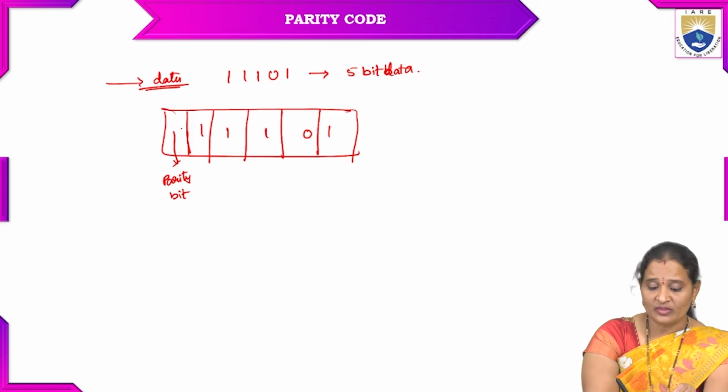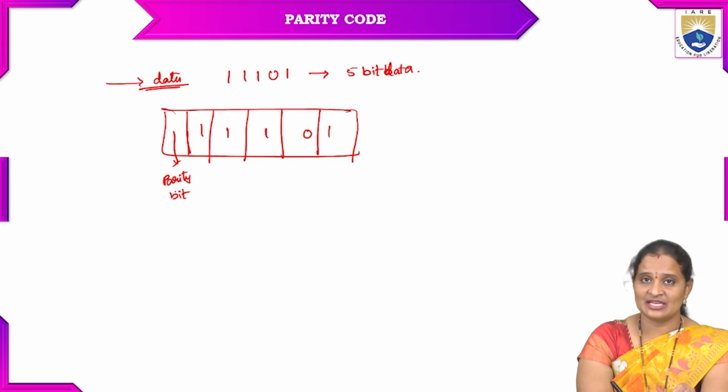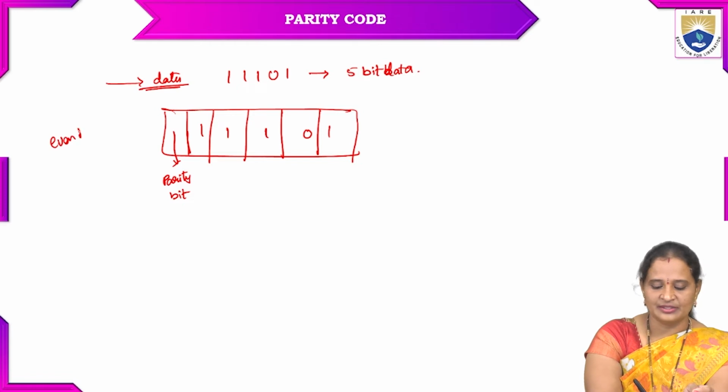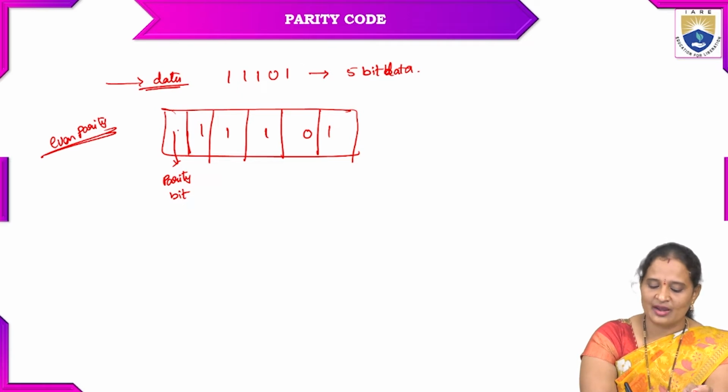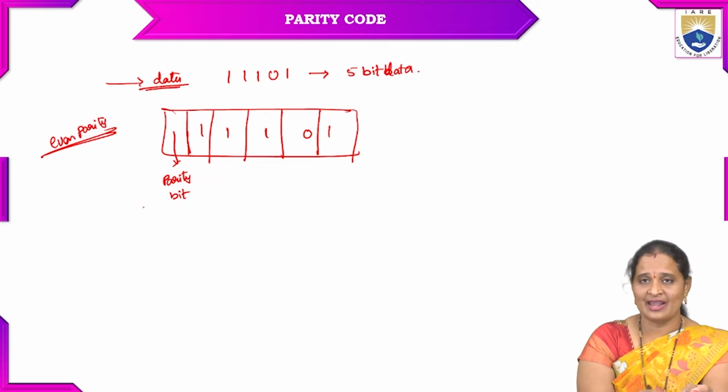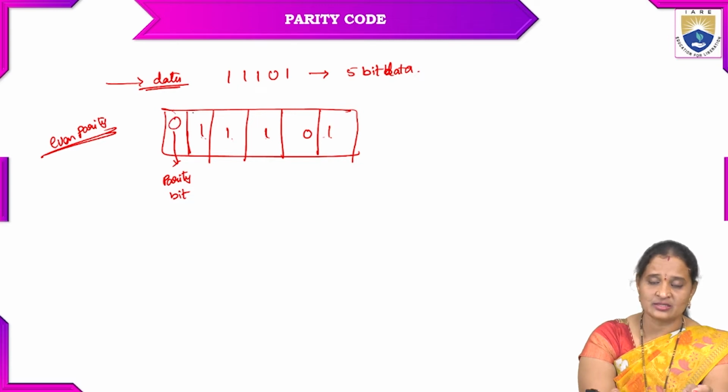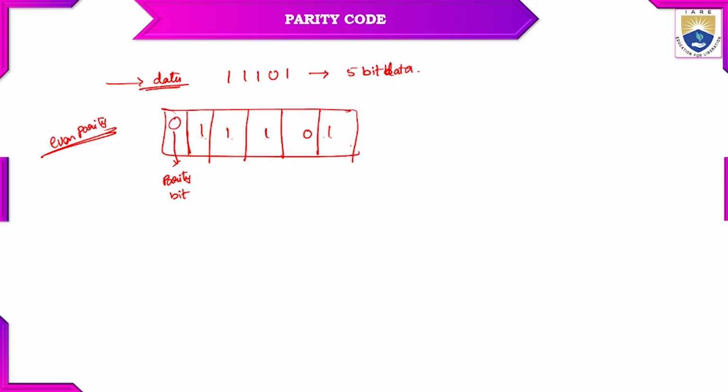Here I have to choose the parity bit such that we have even parity. What should we do? We should add an extra bit such that the number of ones in the entire code becomes even. How many ones do we already have? 1, 2, 3, 4. We already have an even number of ones. If I add one more one, it becomes odd. So I need to take this bit as 0 so that the number of ones stays even. So this is how the parity bit is added.